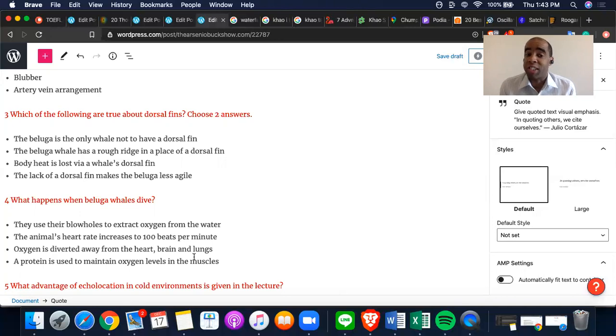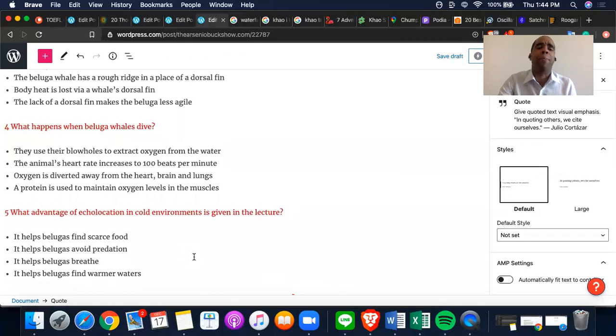No, because that's a contradiction to what I had written above, right? It's just as agile with it as it is without. So what you would have to do is body heat is lost via a whale's dorsal fin, or the beluga is the only whale not to have a dorsal fin. Type your answer in the comment section.